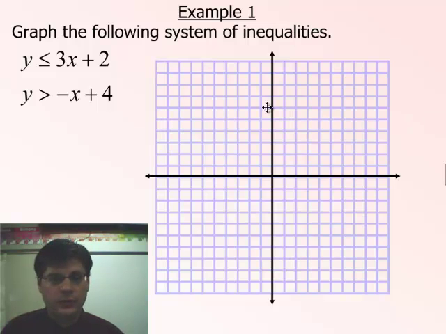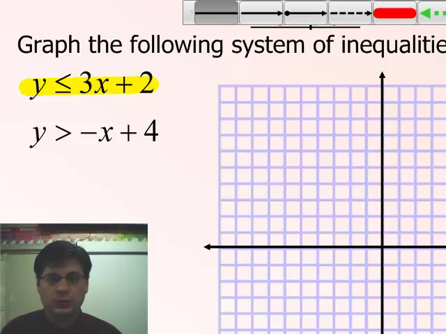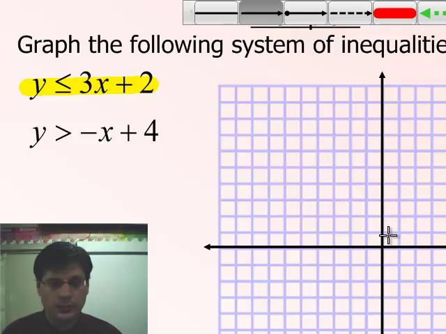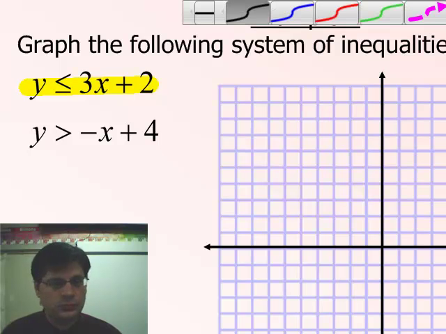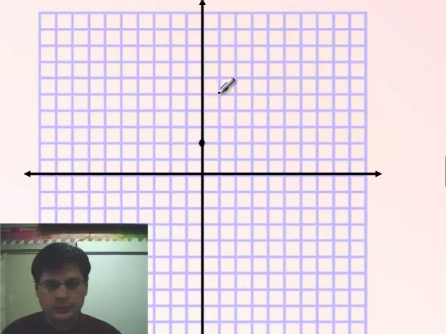With this, the first one, y is less than or equal to 3x plus 2, we're going to use a solid line, because that's going to show us that anything on that line is going to be a solution. So let's start off by plotting some points. We start at plus 2, and then we go up 3, 1, 2, 3, over 1.